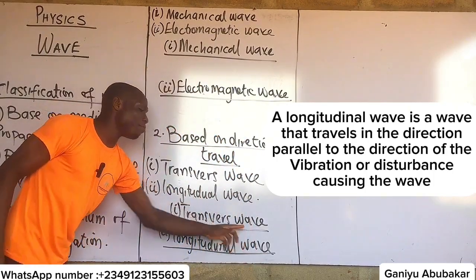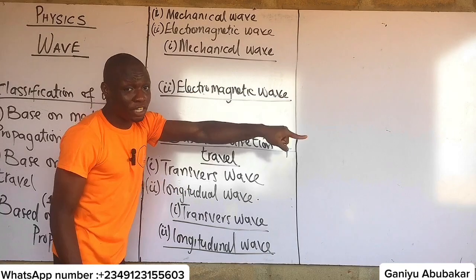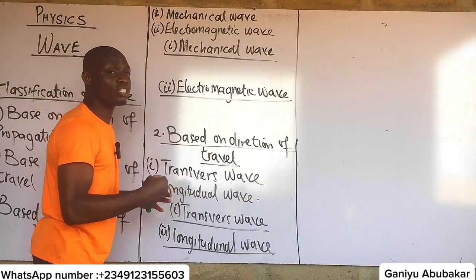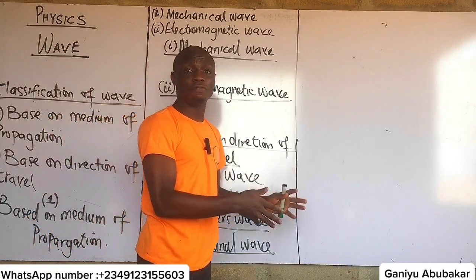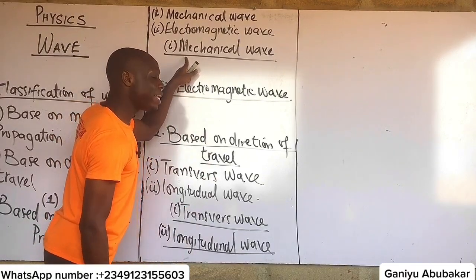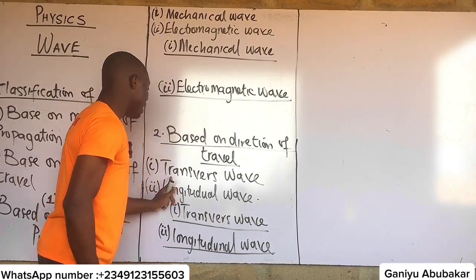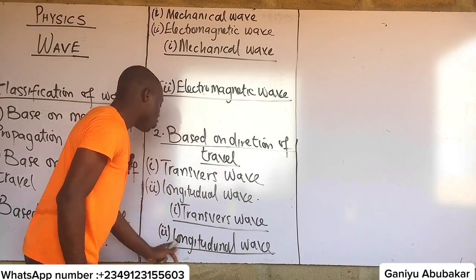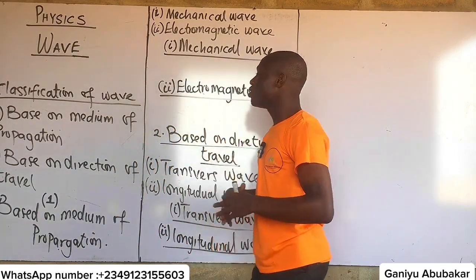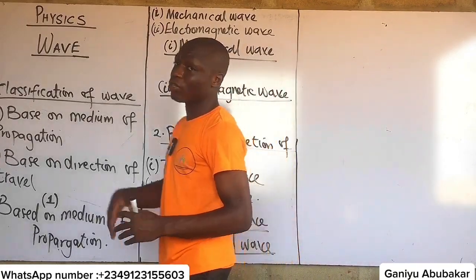Now, note two things. When it comes to transverse wave, the wave is traveling what? Perpendicular to the direction of the vibration. When it comes to longitudinal wave, it is traveling what? Parallel to the direction of the disturbance or vibration causing the wave. So note the concept. A mechanical wave requires a material medium. Electromagnetic wave does not require a material medium. Transverse wave travels perpendicular. Longitudinal wave travels parallel. If you can understand those four concepts I just mentioned, you can define them without cramming them. Understand them. You don't need to cram.